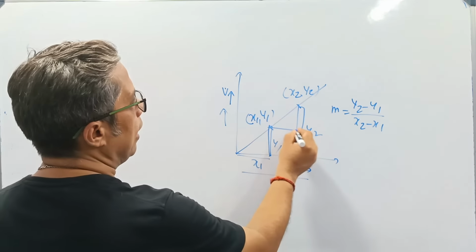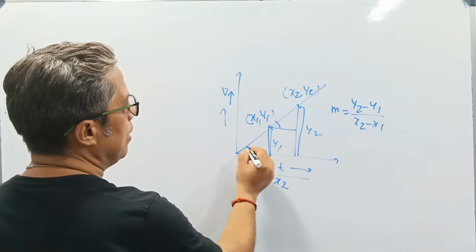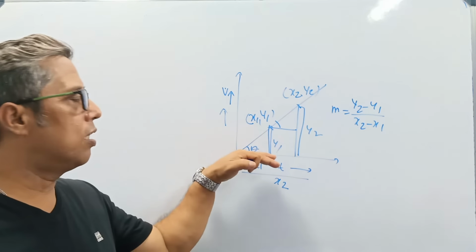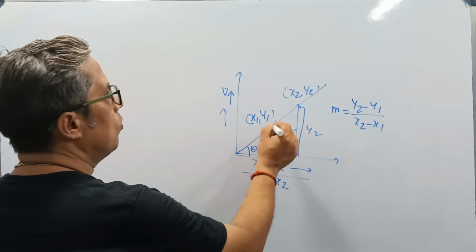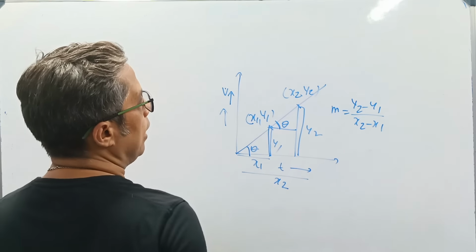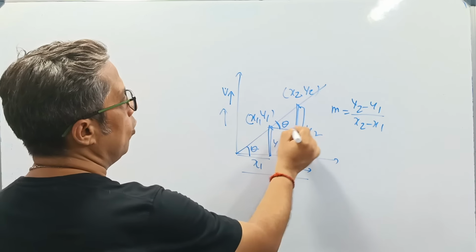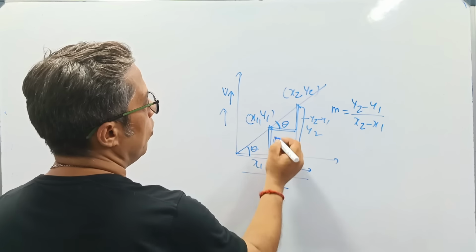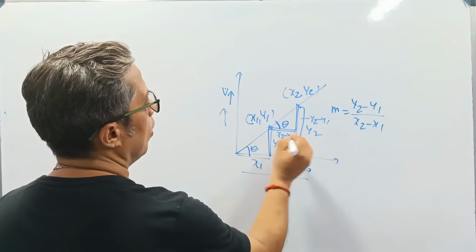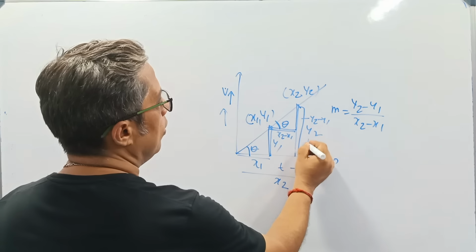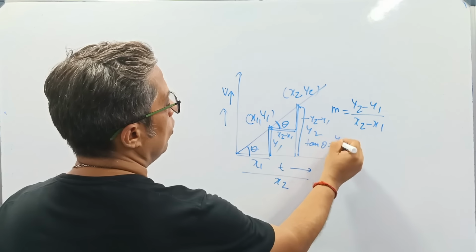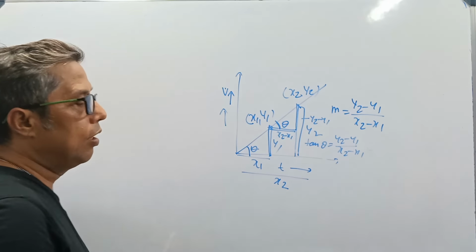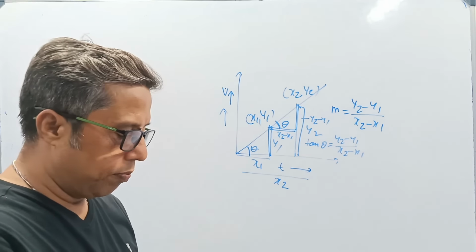Now if you take a triangle from here, and this angle is theta, then theta is the inclination of this straight line with the x-axis. So tan theta is the perpendicular by the base. That means this part is y2 minus y1 and this part is x2 minus x1. So tan theta equals (y2 minus y1) by (x2 minus x1). This tan theta is called the slope of the straight line.